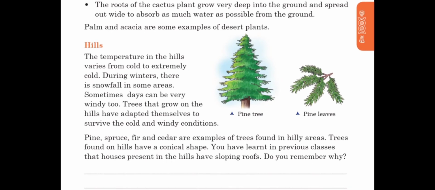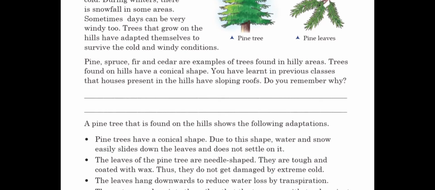Hills. The temperature in the hills varies from cold to extremely cold. During winters, there is snowfall in some areas. Sometimes days can be very windy too. Trees that grow on the hills have adapted themselves to survive the cold and windy conditions. Pine, spruce, fir and cedar are examples of trees found in hilly areas. Trees found on hills have a conical shape.